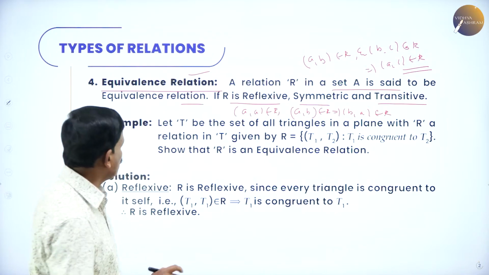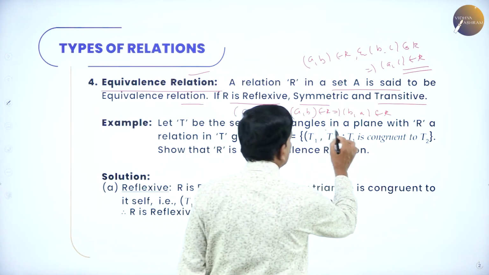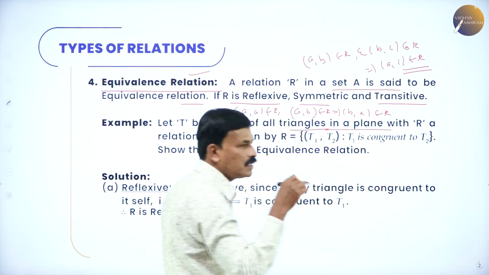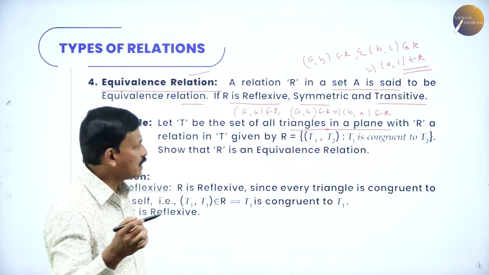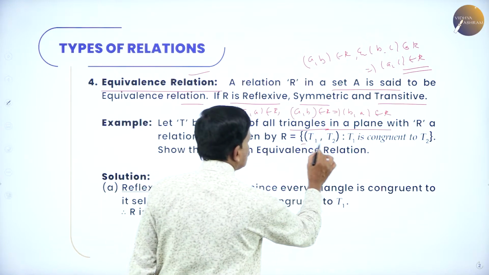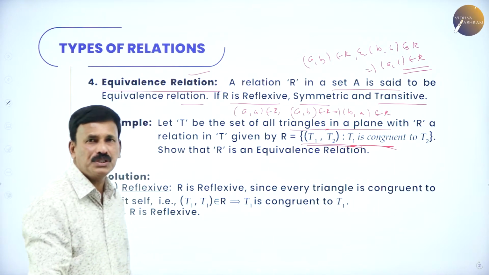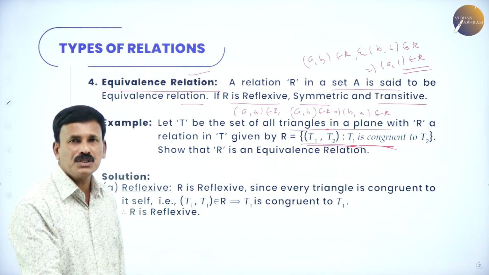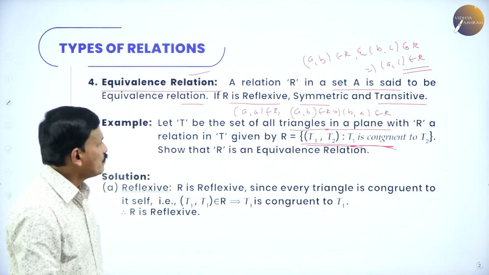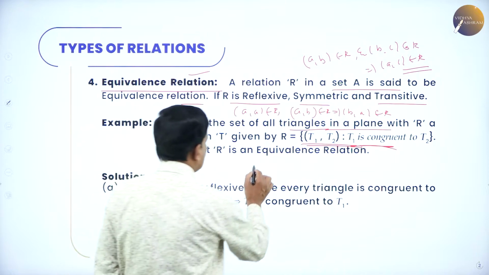Let us take one problem. Let T be the set of all triangles in a plane. Given that, what is the condition? The relation is given by R equal to {(T1, T2) such that T1 is congruent to T2}. That means the first triangle is congruent to the second triangle. Show that R is an equivalence relation.